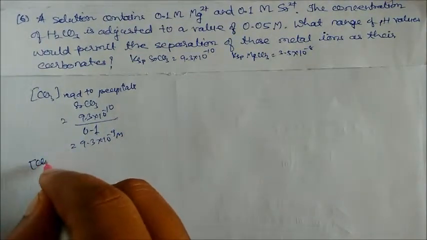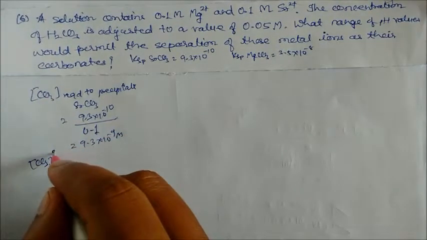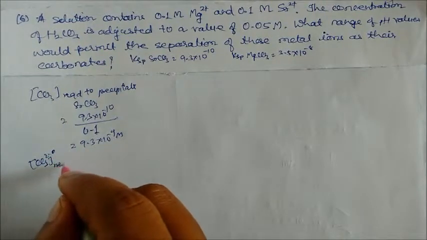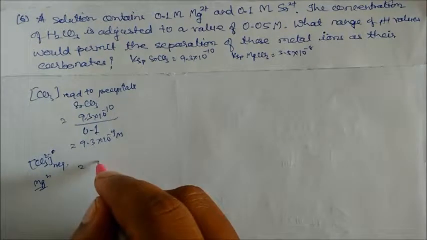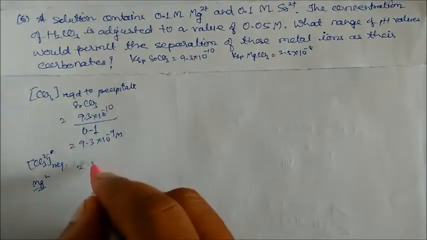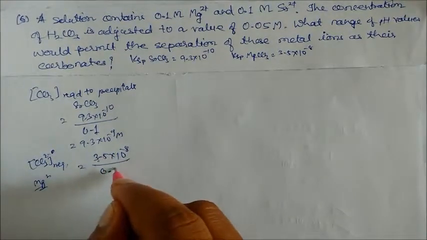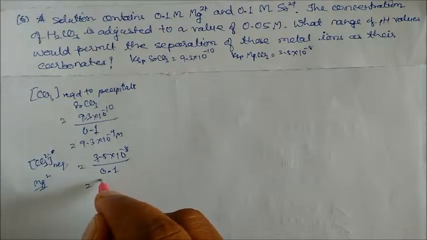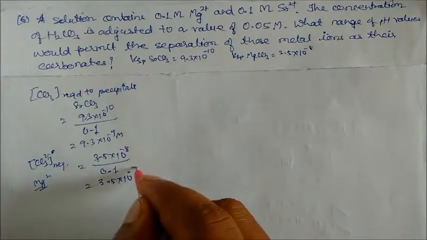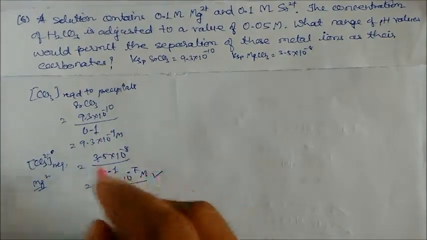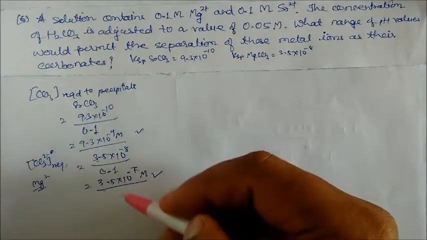Similarly, the carbonate required to precipitate magnesium. The Ksp of magnesium carbonate is 3.5 into 10 power minus 8, divided by 0.1 molarity. So we will get the answer here: 3.5 into 10 power minus 7 molarity. So we can compare these two. This one is lesser and this one is more, so this will precipitate first, and this will precipitate later on.